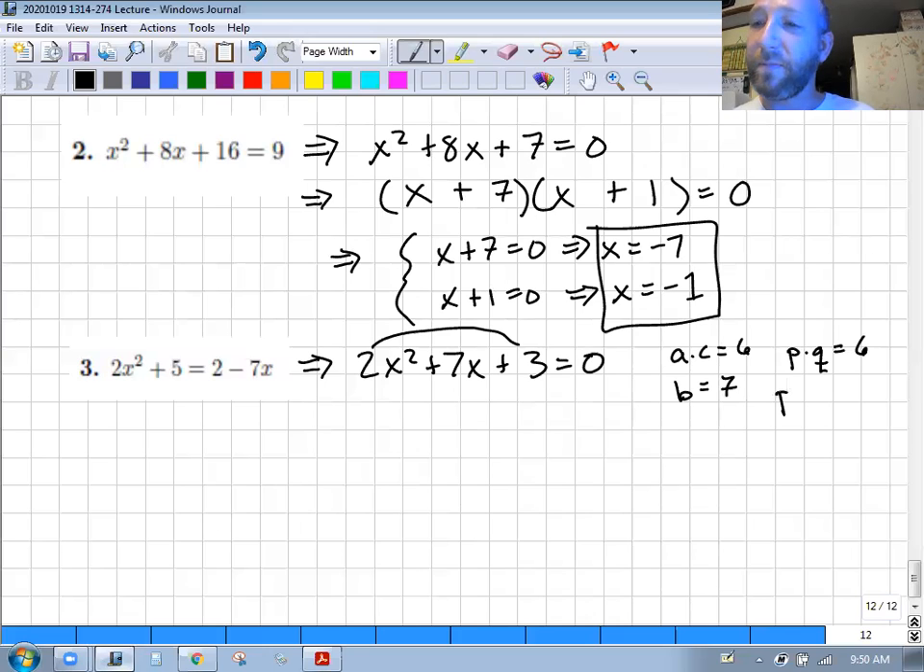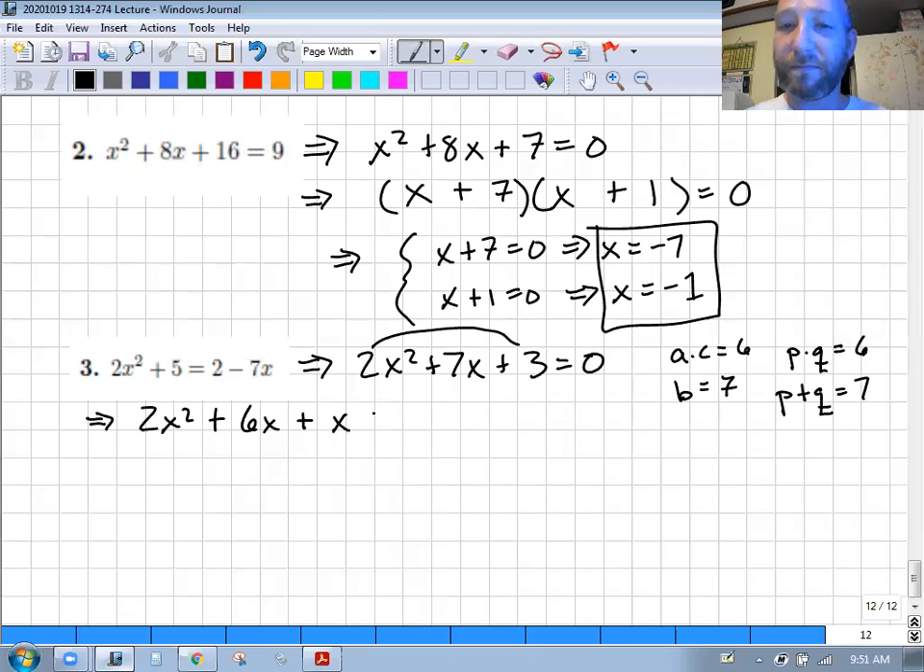So we need our p and our q to add to give us 7. See, we're going to rewrite 7x as something x plus something x, right? So that we can do our grouping trick. So let's see. Two numbers that multiply to give us 6 and add to give us 7 would be 6 and 1. So let's rewrite 7x here as a 6x plus x.